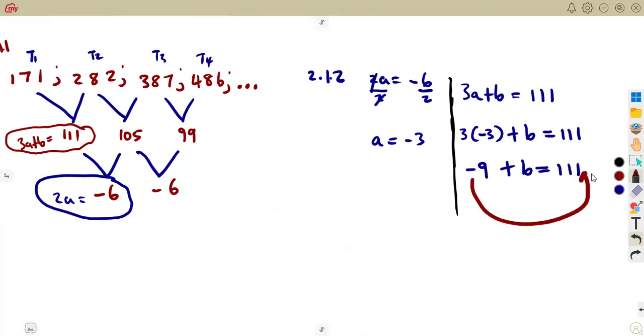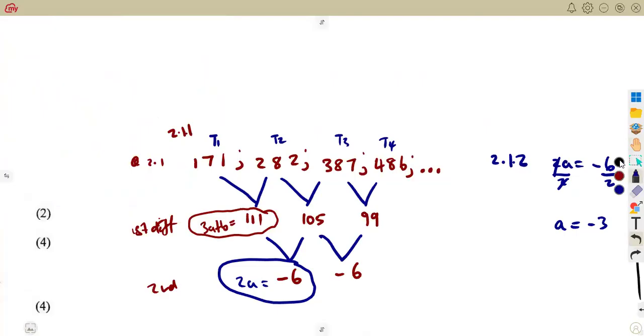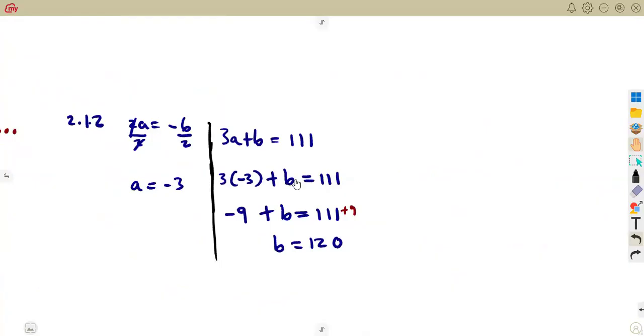3 times minus 3 is negative 9 plus b, which is equal to 111. Taking the negative to the other side, it becomes positive, so b is going to give us 120. Simplify this properly, you're going to have 120. Then from the first term, which is 171, we know that this is a plus b plus c. So a plus b plus c is 171.